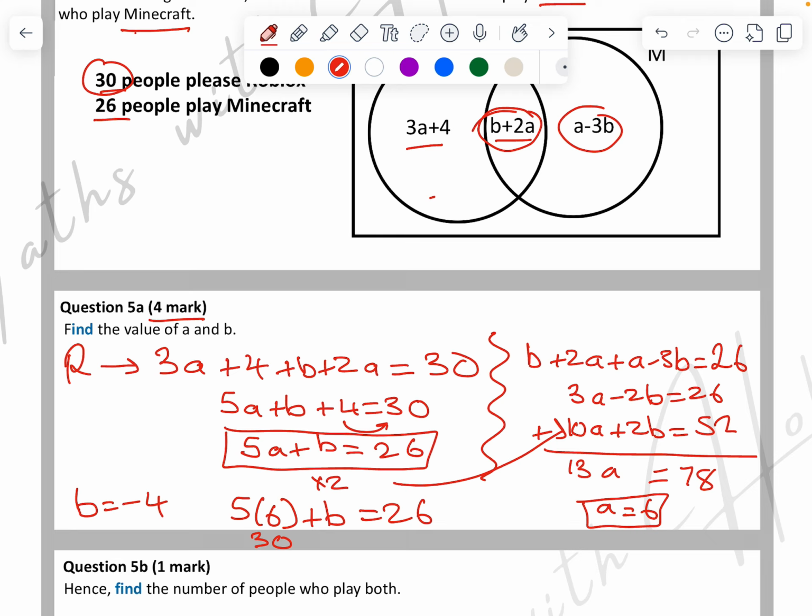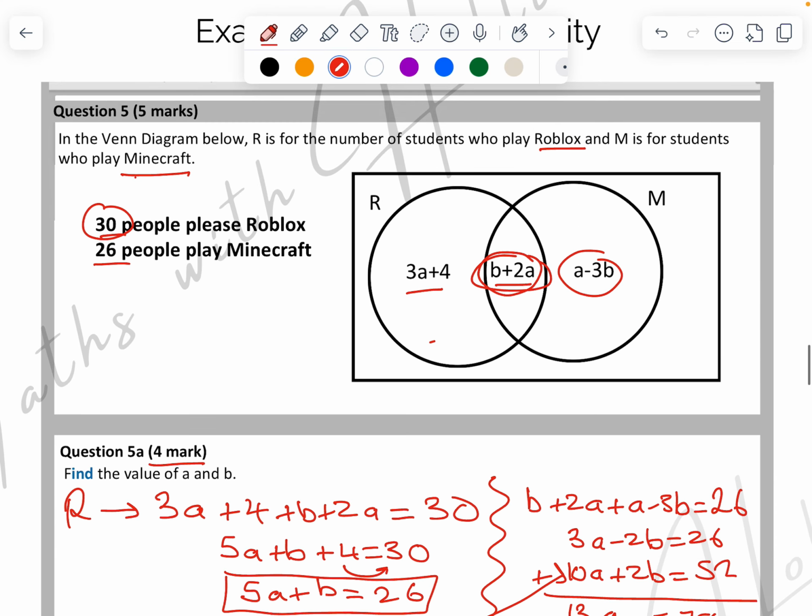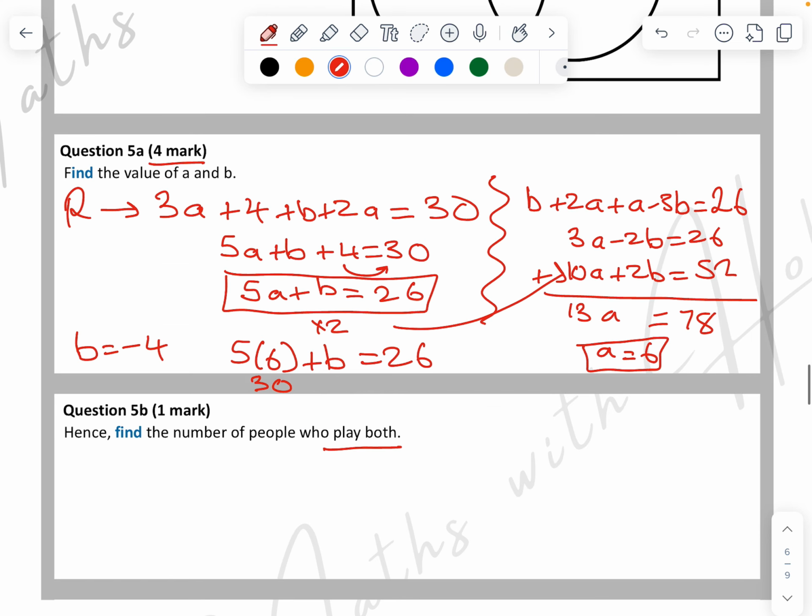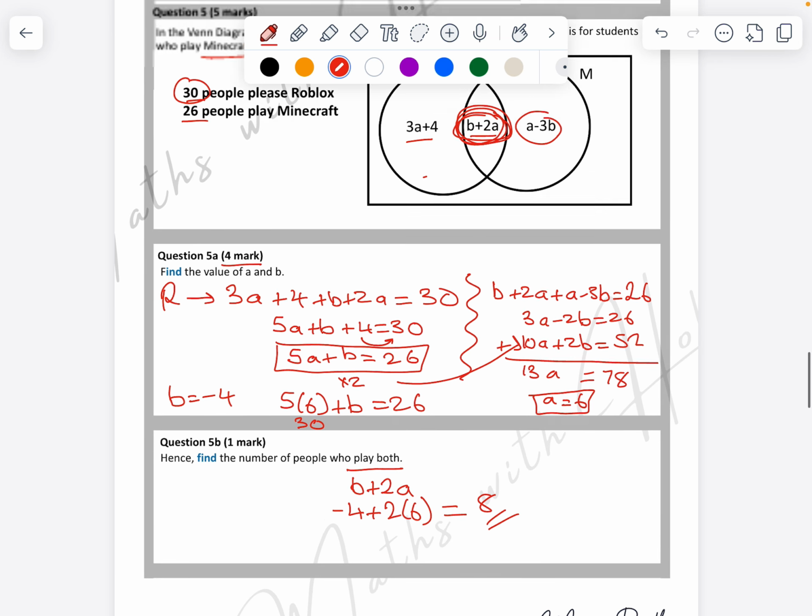Right, the next question then just says, find the number of people who play both. So both is obviously that middle section, which is B plus 2A. So negative 4 plus 2 times by 6. That means your answer for this question is 8. 8 play both.